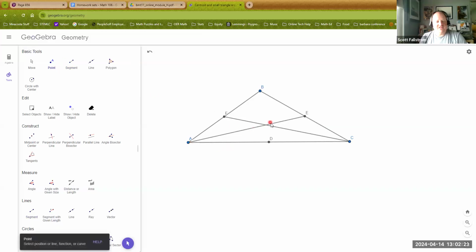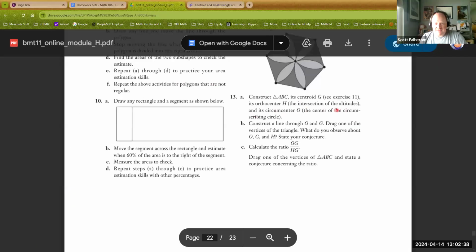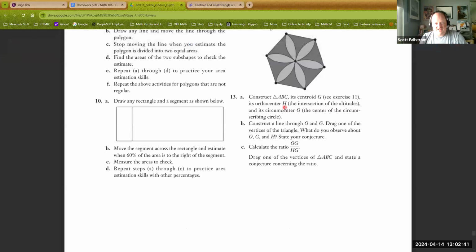And next up is just that point of intersection. So there's G. What I'm going to do now is hide those other ones because, again, it just gets really messy very quickly, because I'm about to do some other things. So G is the centroid. What's it say next? Then construct the orthocenter.